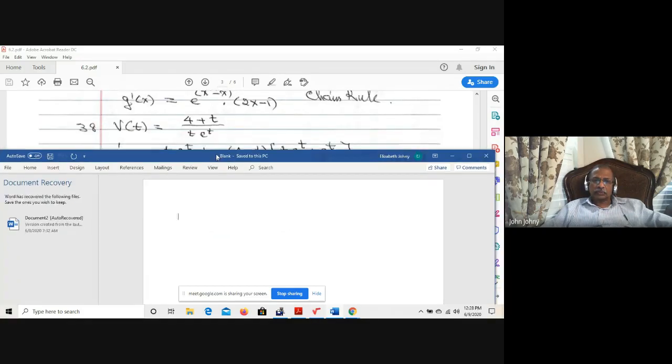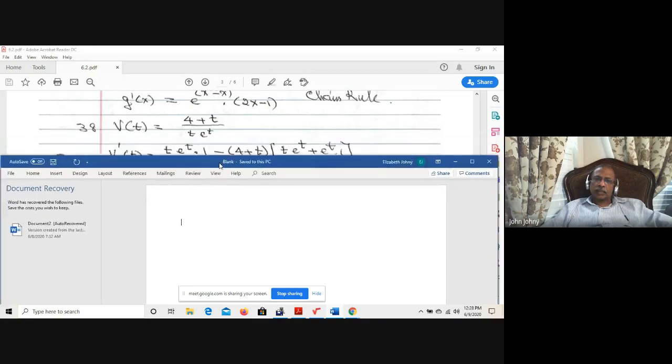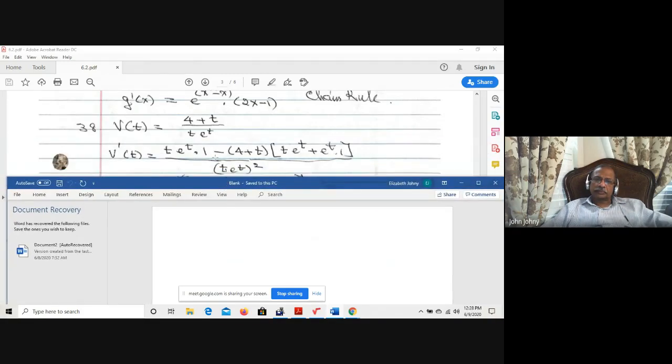Number 38. Here again, you have to use the chain rule. Denominator times the derivative of the numerator: the derivative of 4 is 0, that of t is 1. So t e to the t times 1, minus the numerator times the derivative of the denominator. You have to apply the product rule here: first function times the derivative of the second, that is t times e to the t, plus the second function times the derivative of t, that is 1.